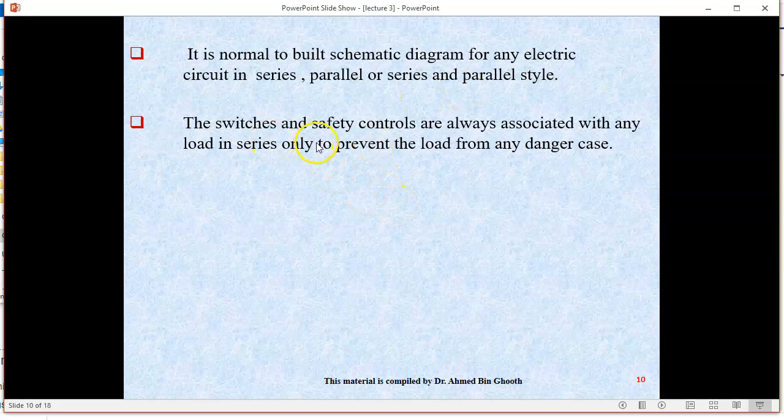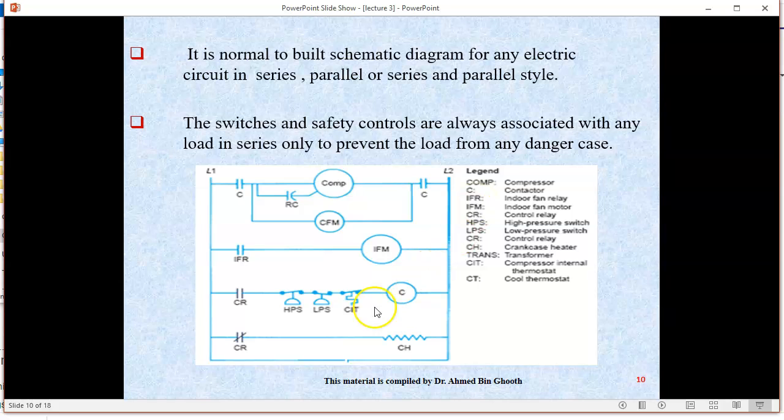The switches and safety controls are always associated with any loads in series to protect the load from any danger. So basically, when you need to control something, when you put in a safety switch or control switch, you need to put it in line, in series. Okay, this is in line. This is the safety switch, high pressure switch, low pressure switch. And this is what controls the compressor, the internal thermostat. So here it directly controls this one, the contactor.